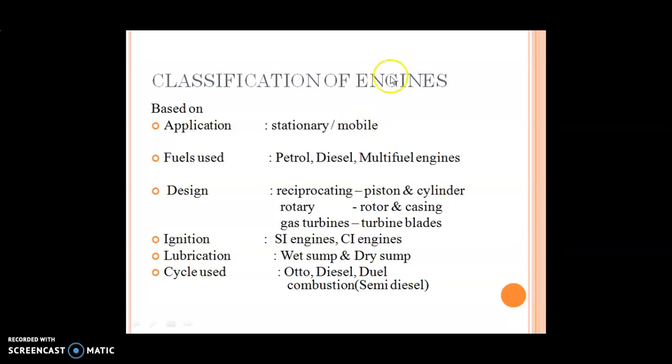The very first one is based on application: stationary engine and mobile applications. Based on fuels: petrol engine, diesel and multi-fuel engines. Based on design: reciprocating, rotary and gas turbines. Then based on ignition, we can classify spark ignition and compression ignition engines. Based on lubrication, we can classify wet sump and dry sump. Then cycle used: Otto cycle, diesel and dual cycle.